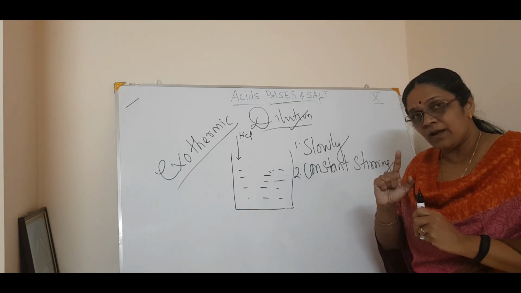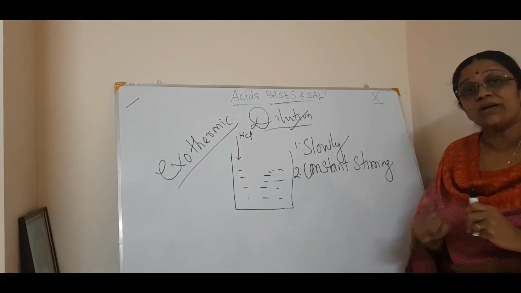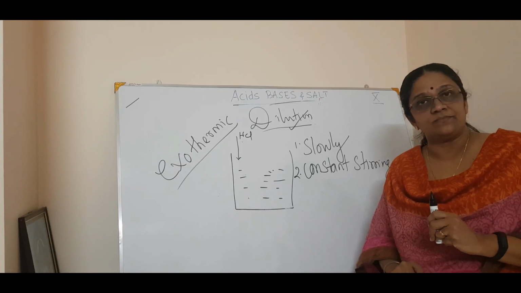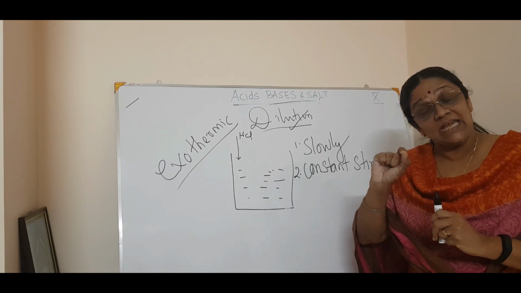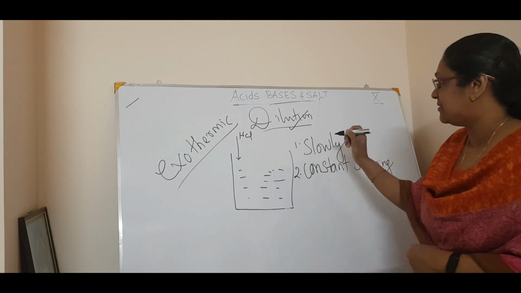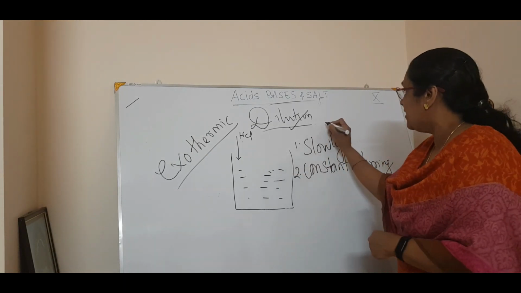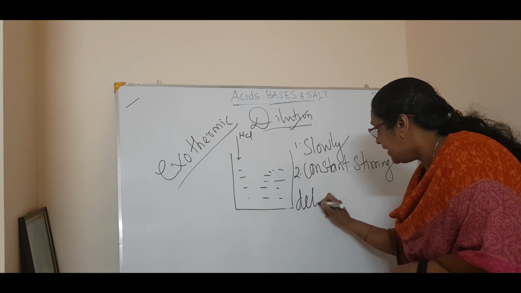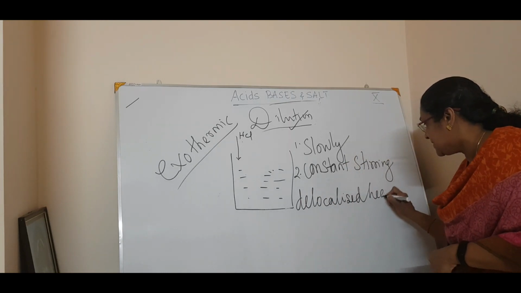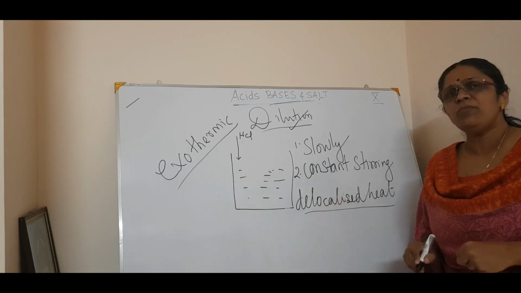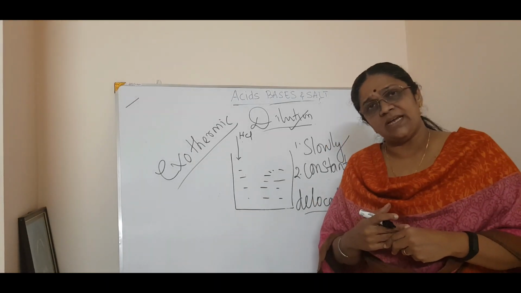Got the point? Now the second point is, why do you want constant stirring? Because in order to delocalize the heat, it's a very, very important value point, that is for the delocalization of heat. What do you mean by delocalization of heat?